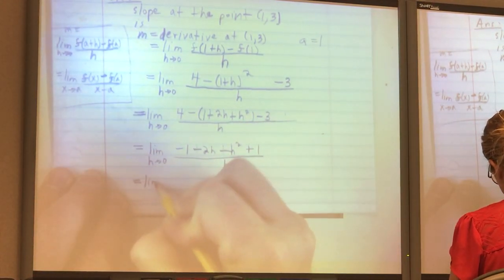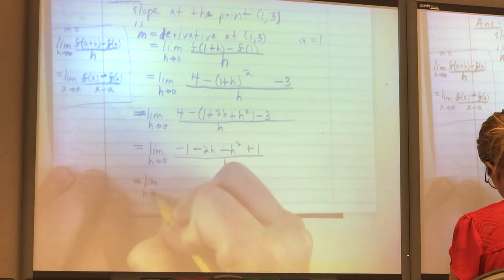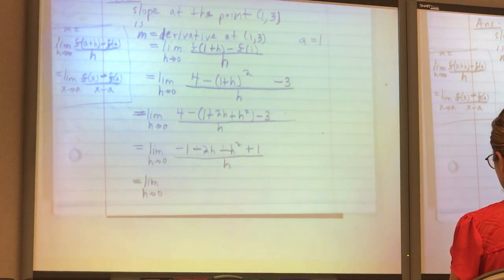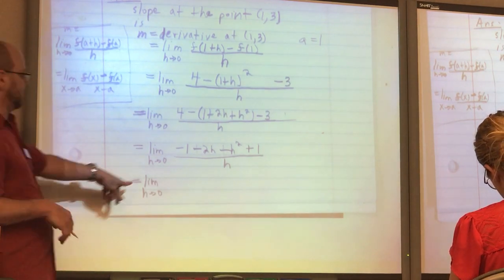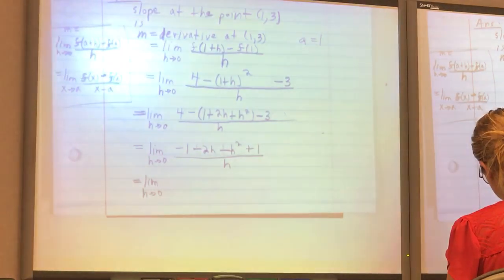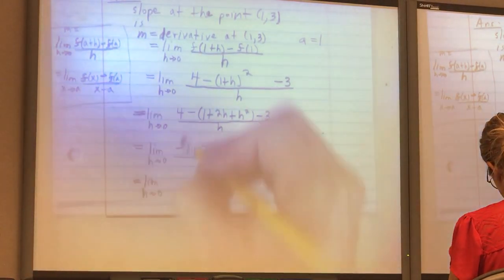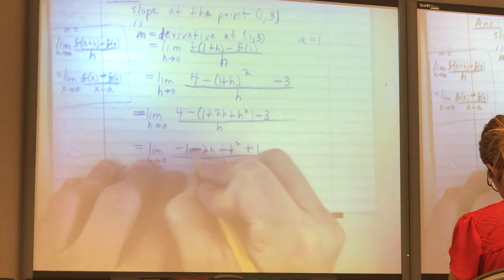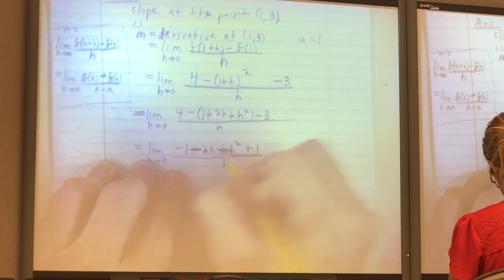And so I have the limit as h goes to 0. I'm sorry if some of my h's look like n's. I'm trying to write fast and then it just looks like an n. The minus and then the minus, that still looks like a plus. My eraser's not looking that great. I'll put it here. This is a minus, and that's a minus right there.